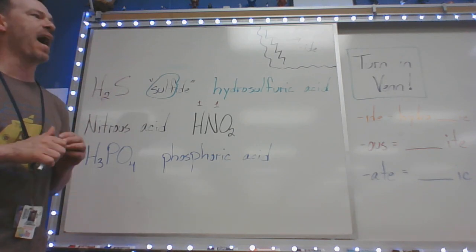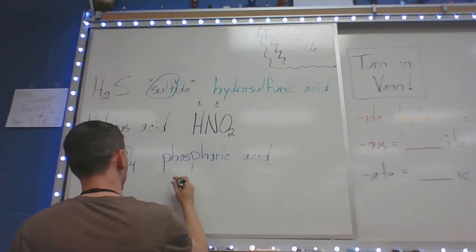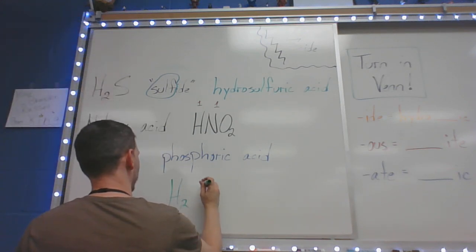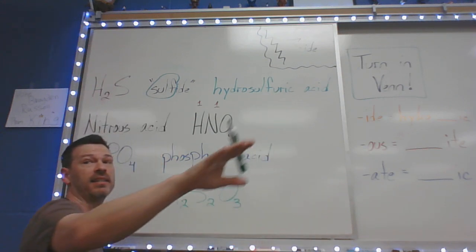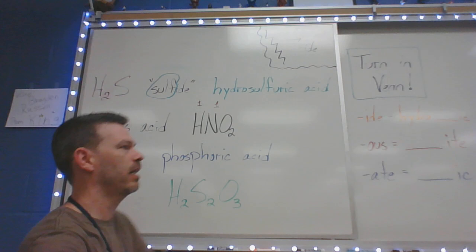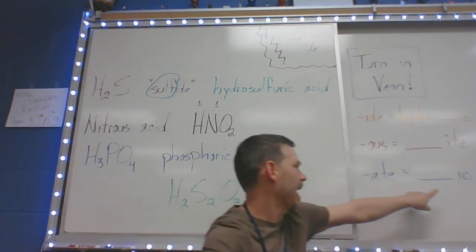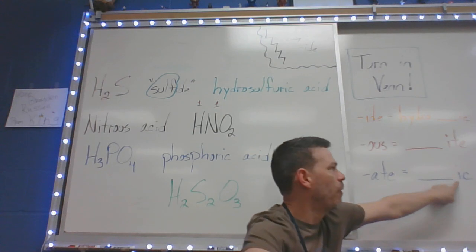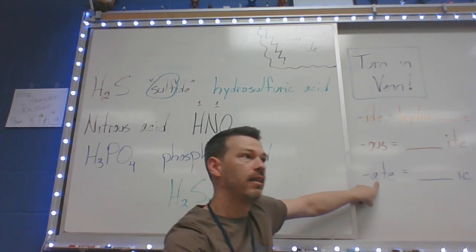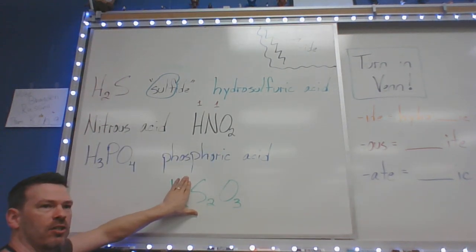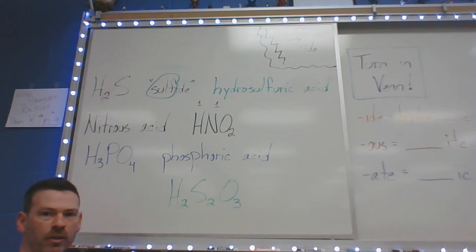What about the last one? Thiosulfuric acid. Any guesses? Anybody want to just throw out an answer? Ooh, it's perfect. H2S2O3, because thiosulfuric doesn't start with hydro, but it does end in ic. So it's down here still. So before it was thiosulfuric, it was thiosulfate, which is S2O3 minus with a charge of -2. So S2O3 with a charge of -2.